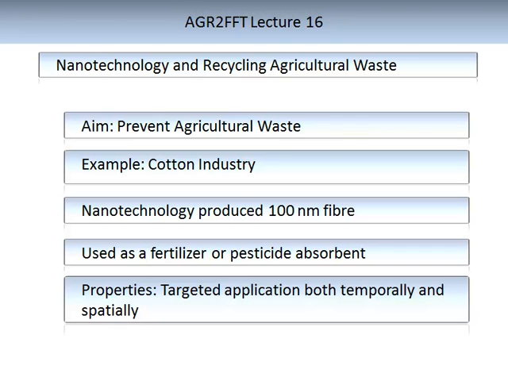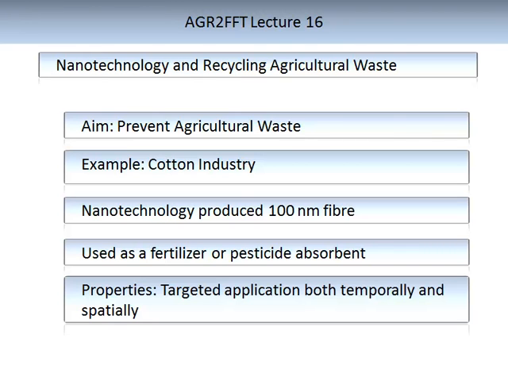Nanotechnology can be applied to the area of recycling agricultural waste. The aim in the following example is to prevent agricultural waste. The example cited is that of the cotton industry. When cotton is processed into a fabric or a garment, some of the cellulose or the fibers are discarded as waste and used for low-value products such as cotton balls, yarns, and cotton baiting.